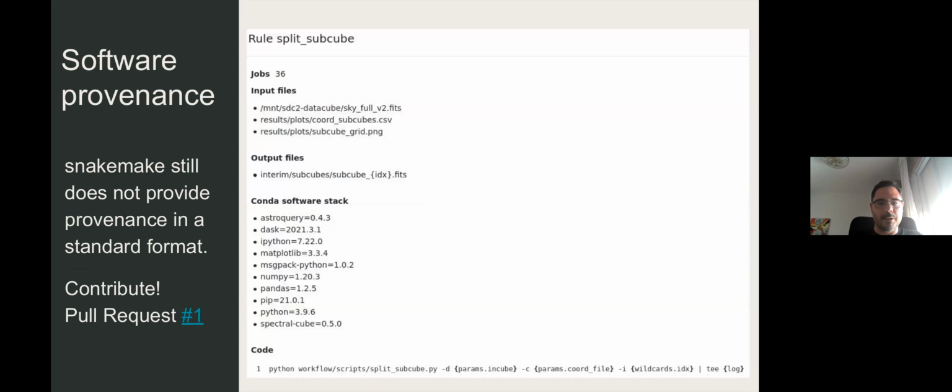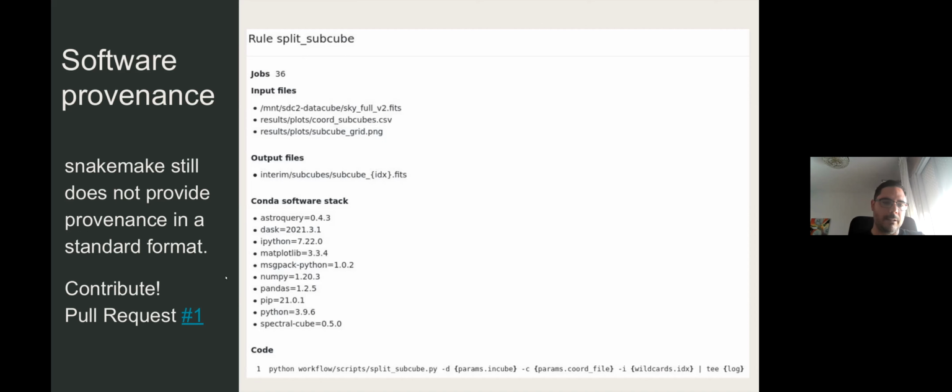The software provenance, in this case, this workflow management system produces this report in HTML with the input files, output files, and then the versions of the software that were used by one particular rule, in this case, this rule, and also the code that was executed. And because you have the code of the script, you have, in principle, everything that you need to reproduce this.